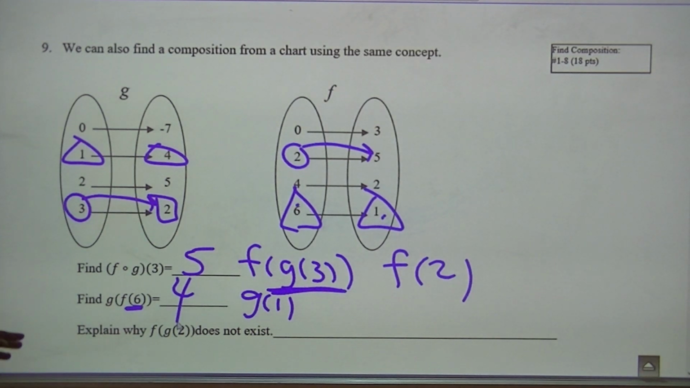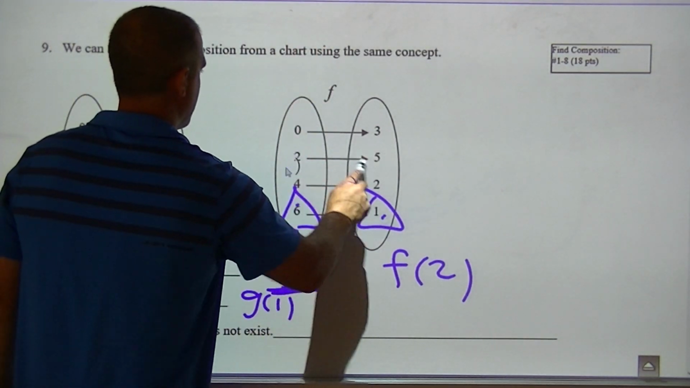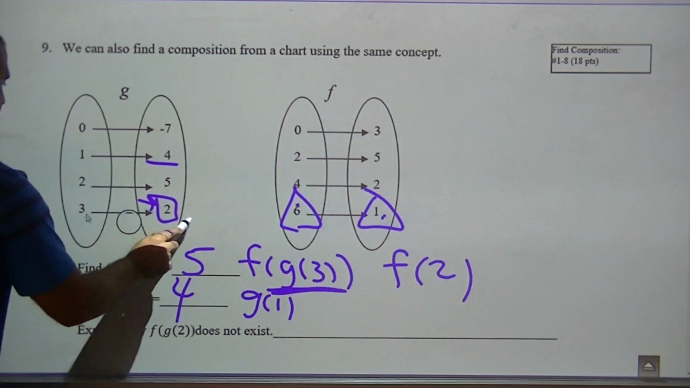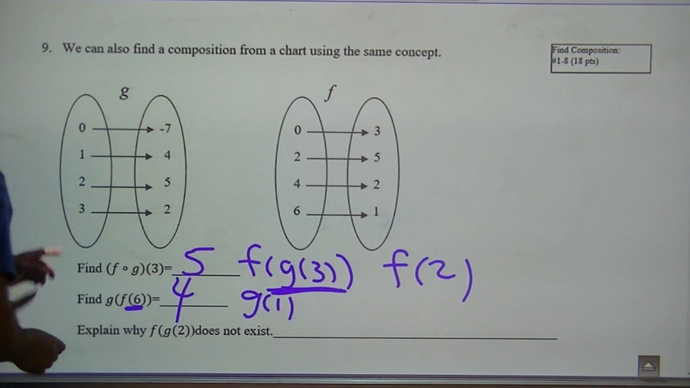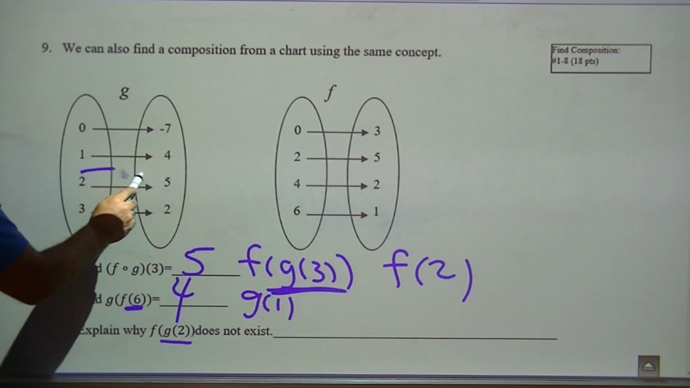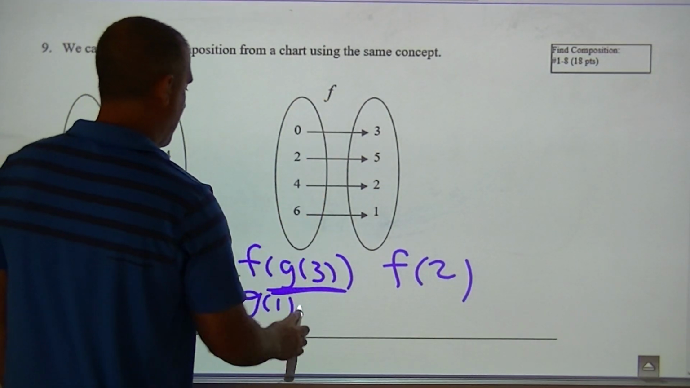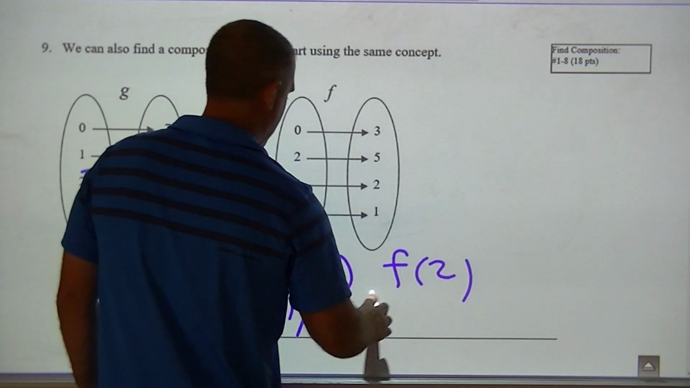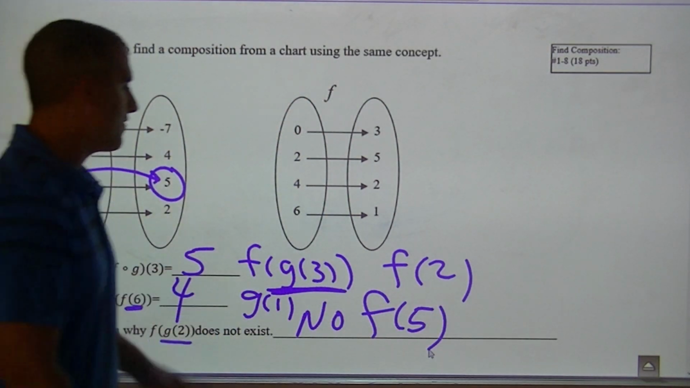Explain why g of 2 does not exist. G of 2 does not exist. Let me remove this. Because if I do g of 2, I would start here. G of 2 leads to 5. But then when I go over here, there is no 5. So the answer is there is no f of 5. All right, so start from that inside.